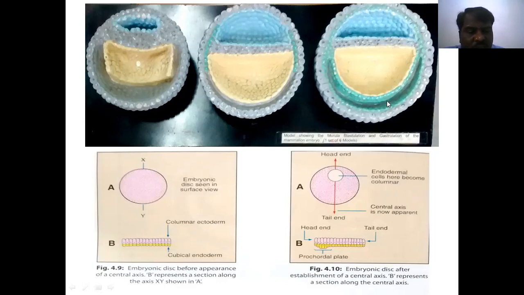Here we can identify extraembryonic mesoderm and extraembryonic coelom, divided into a splanchnopleuric layer of the extraembryonic mesoderm and a somatopleuric layer of the extraembryonic mesoderm. So at this level, we can identify ectoderm, endoderm, primary yolk sac, secondary yolk sac. This extraembryonic mesoderm is divided into somatopleuric and splanchnopleuric.